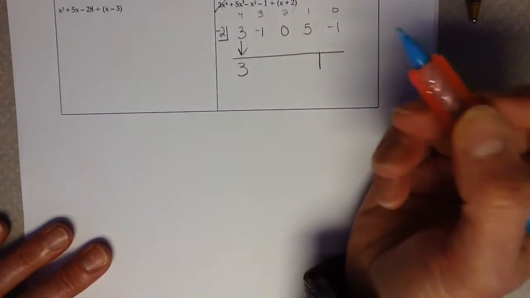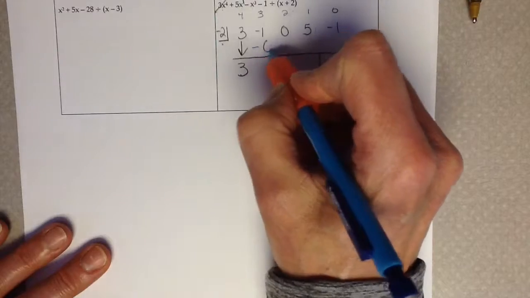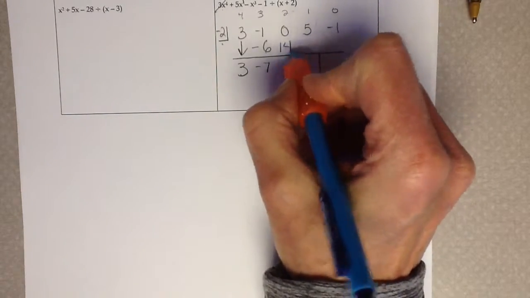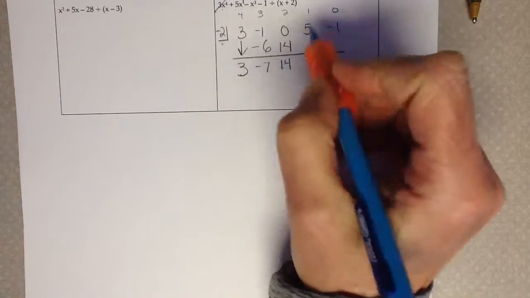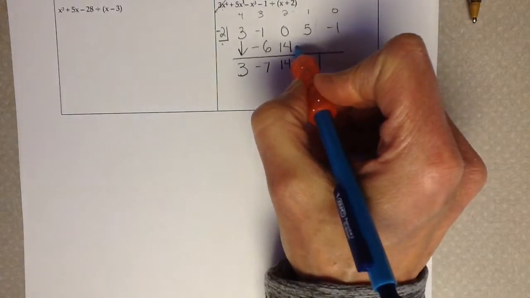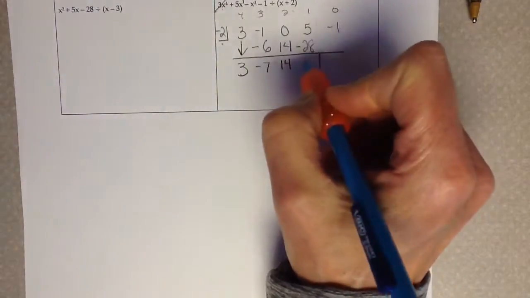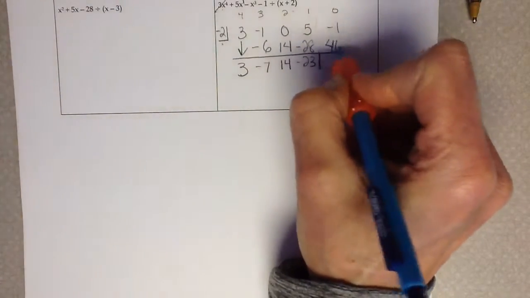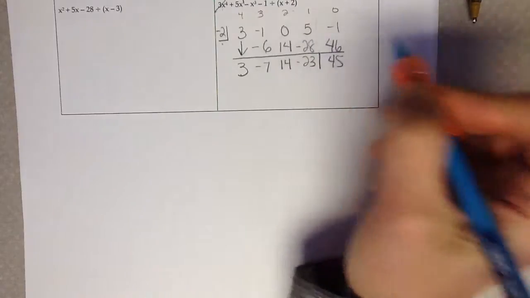Alright, and then we're going to drop this down, which is 3. And we're going to multiply and add. So this is going to be negative 6. Add, we get negative 7. Multiply, we get 14. Add, we get 14. Multiply, we get negative 28. Add, we get negative 23. Multiply, we get 46. Add, we get 45.